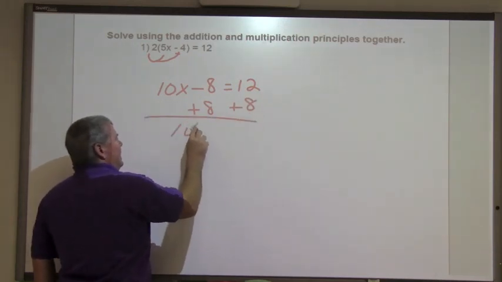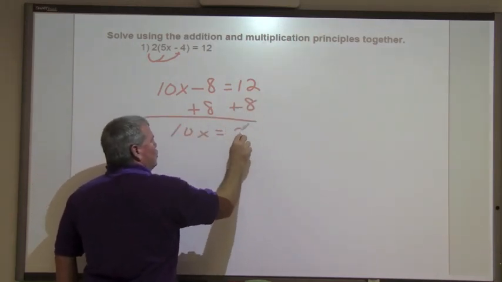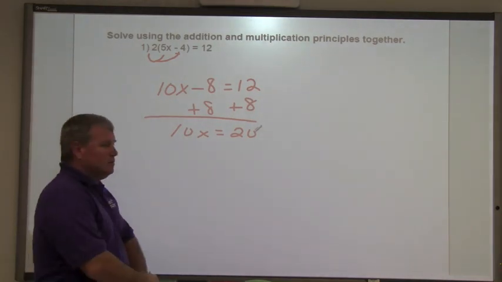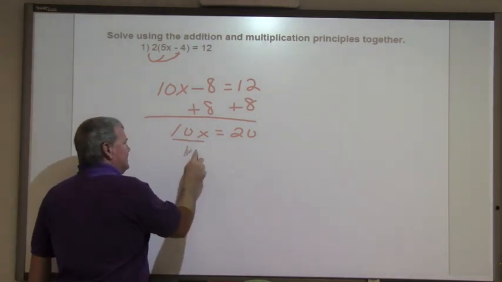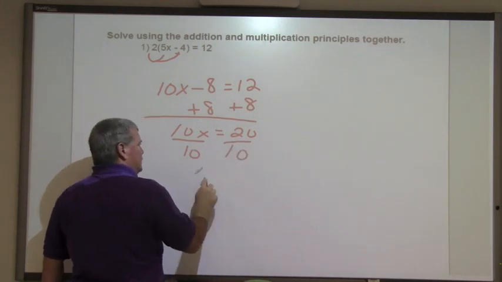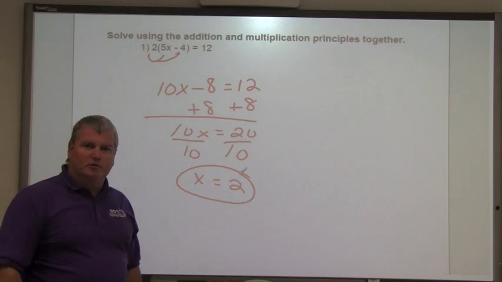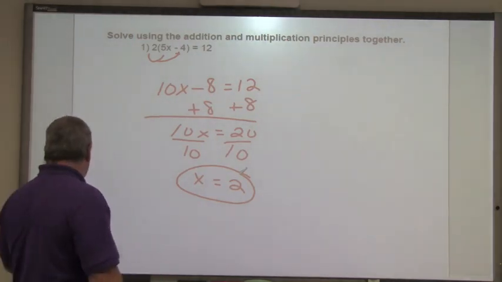We're going to take 10x equal to 20. The negative 8 and the positive 8 zero out. Divide by 10, and x equals 2. And that's your final answer. We won't go any farther than that.